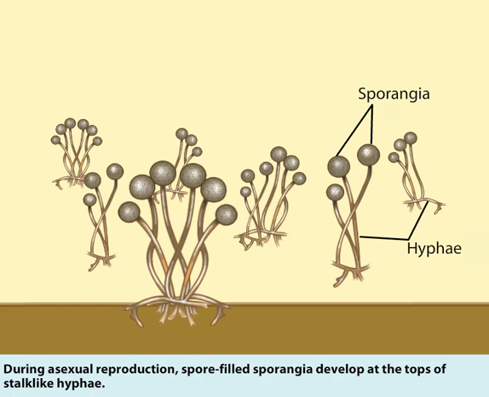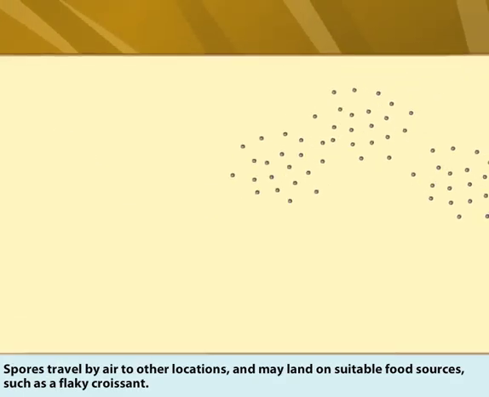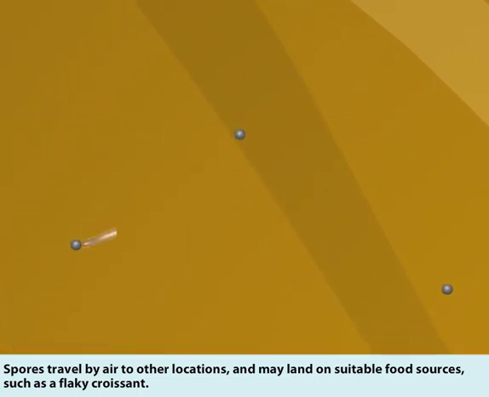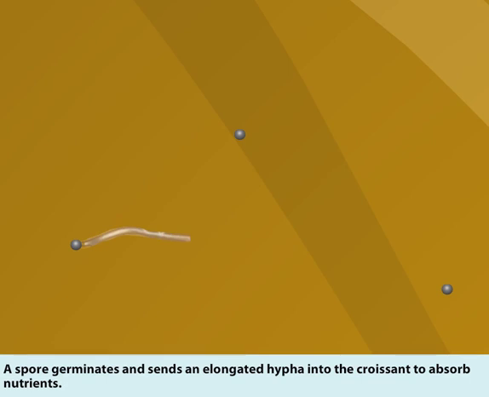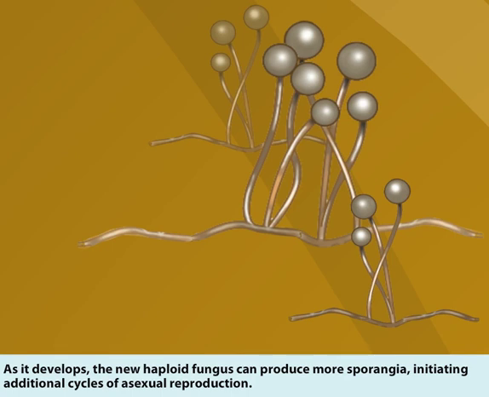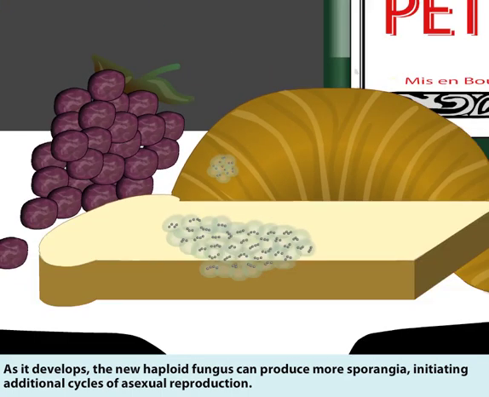During asexual reproduction, spore-filled sporangia develop at the tops of stalk-like hyphae. The sporangia and hyphae are haploid. Sporangia break open and their haploid spores disseminate. Spores travel by air to other locations and may land on suitable food sources, such as a flaky croissant. A spore germinates and sends an elongated hypha into the croissant to absorb nutrients. As it develops, the new haploid fungus can produce more sporangia, initiating additional cycles of asexual reproduction.